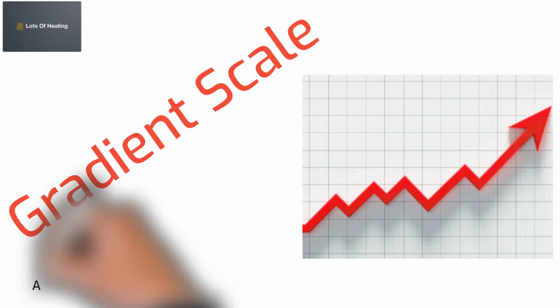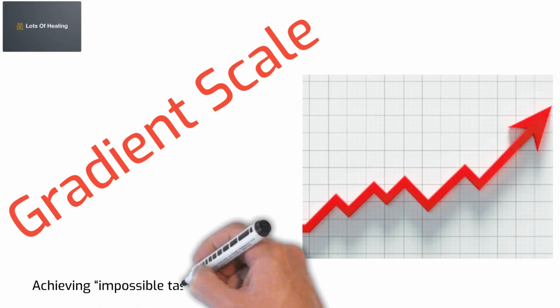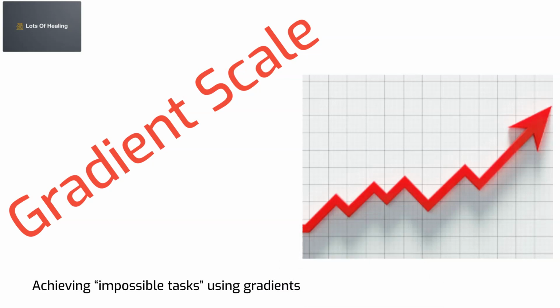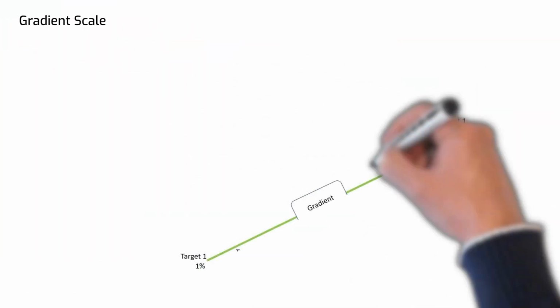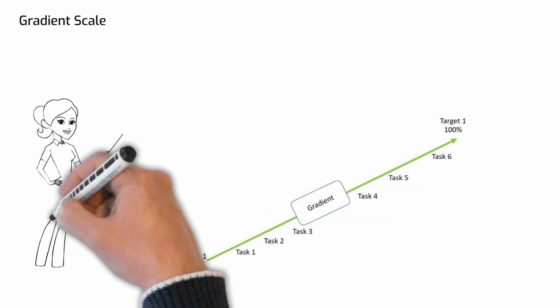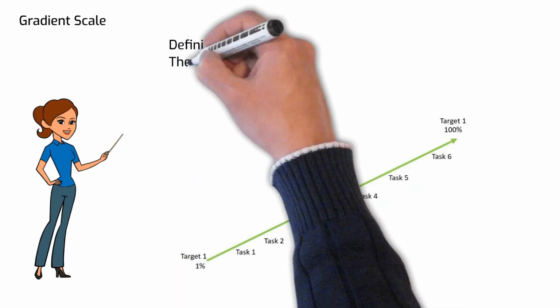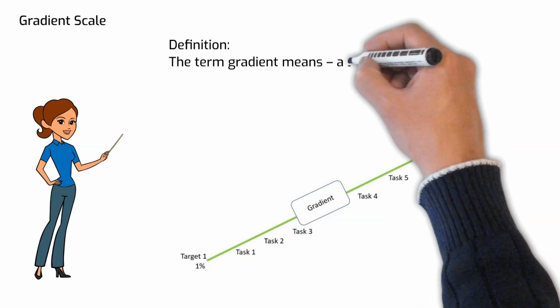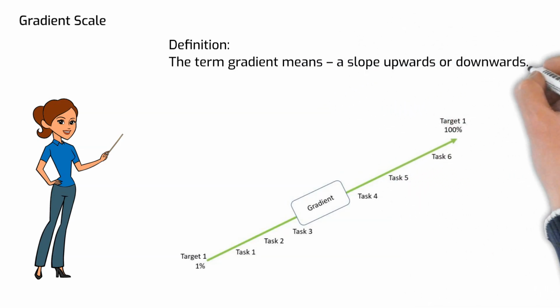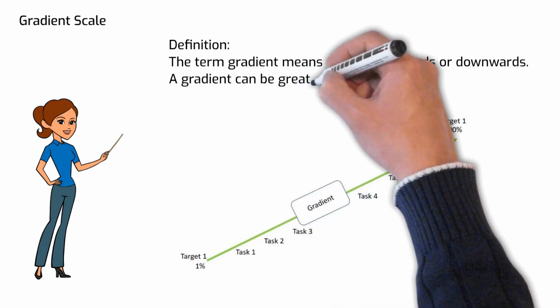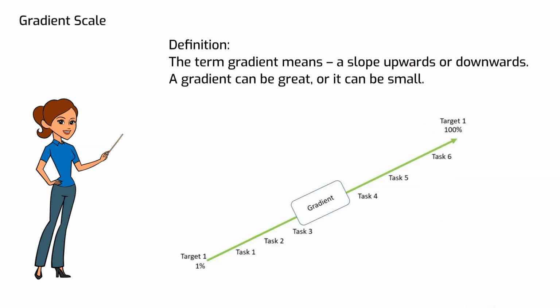Gradient scale. Achieving impossible tasks using gradients. Definition. The term gradient means a slope upwards or downwards. A gradient can be great or it can be small.